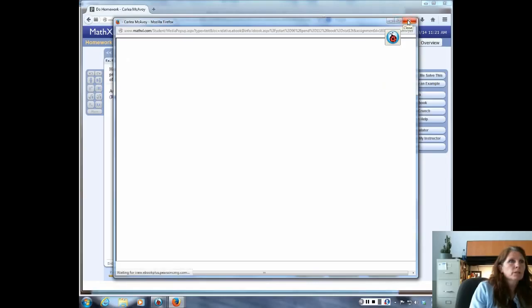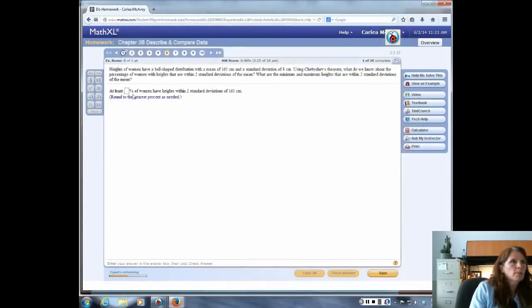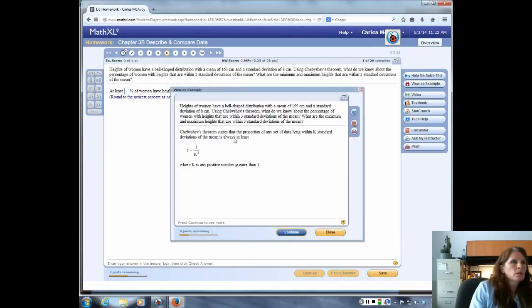It looks pretty blank. I don't think that's going to work. So it should just be 1 minus 1 over k squared. 2 standard deviations away is what they're asking on this one. So for 2 standard deviations, k squared is 4, so 1/4. 1 minus 1/4 is 3/4, or 75% of the data would be within 2. That's how you could calculate that.